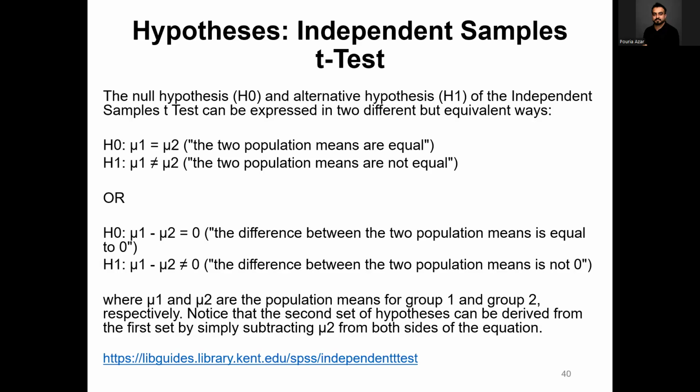The alternative hypothesis is the two population means are not equal. There are two ways to express the alternative hypothesis in independent sample t-test. I can go with either the two population means are not equal or the difference between the two population means is not zero.